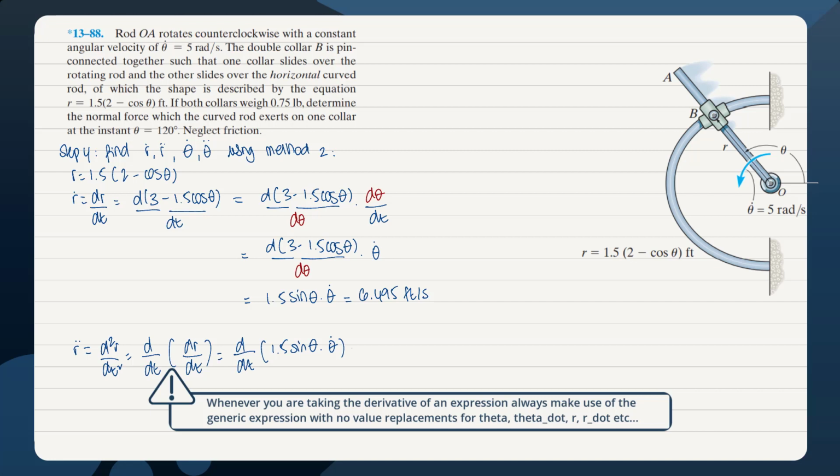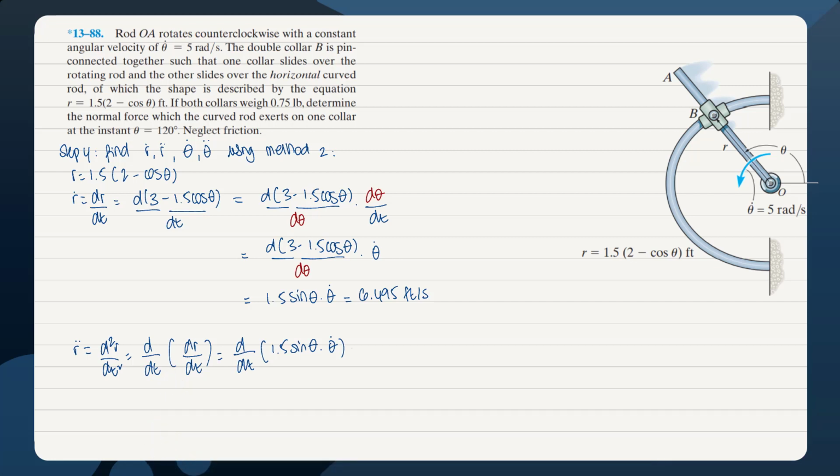This is wrong. So if we replace that with the general expression, 1.5 sine theta theta dot, derived with respect to time. Again, you notice here that we have an expression as a function of theta and its derivatives, and we need to find the derivative of that expression with respect to time. So it makes sense to make use of the chain rule again. So applying the chain rule, we have d of 1.5 sine theta theta dot divided by d theta times d theta over dt.